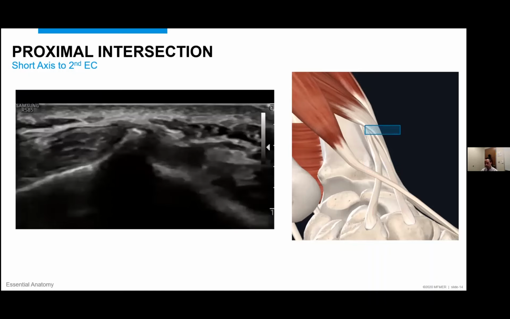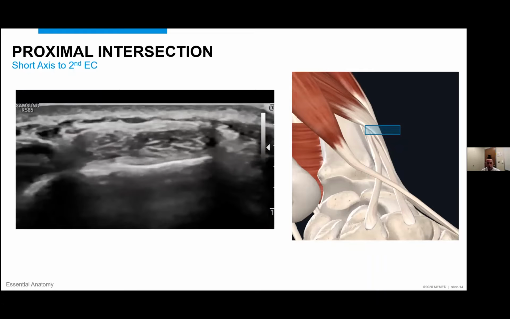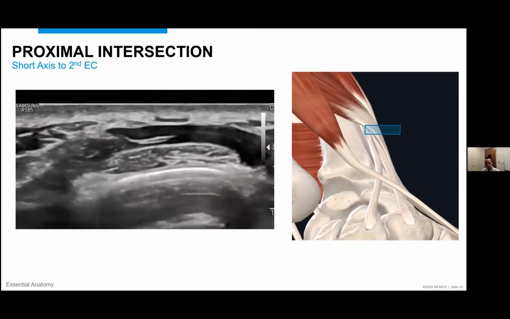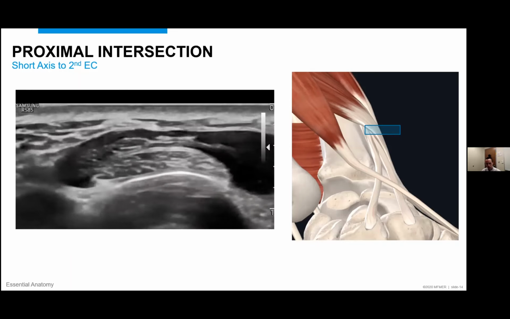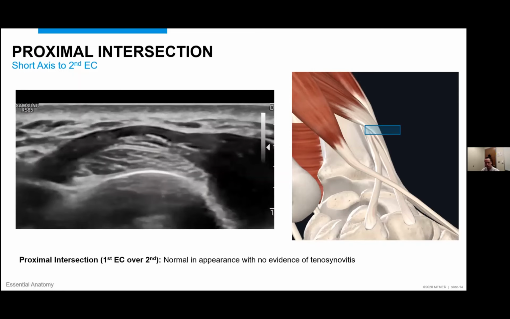So it's scan at short axis to the second compartment. I center the probe initially on Lister's tubercle, fall off radially to get over that second compartment. And as you scan proximally, you start to see the musculotendinous portion of that first extensor compartment crossing over. And you're looking between these two areas where they're crossing over for signs of effusion, tenosynovitis, thickening, again, etc. Looking for intersection syndrome. So for the proximal intersection here, I put it was normal in appearance with no evidence of tenosynovitis.